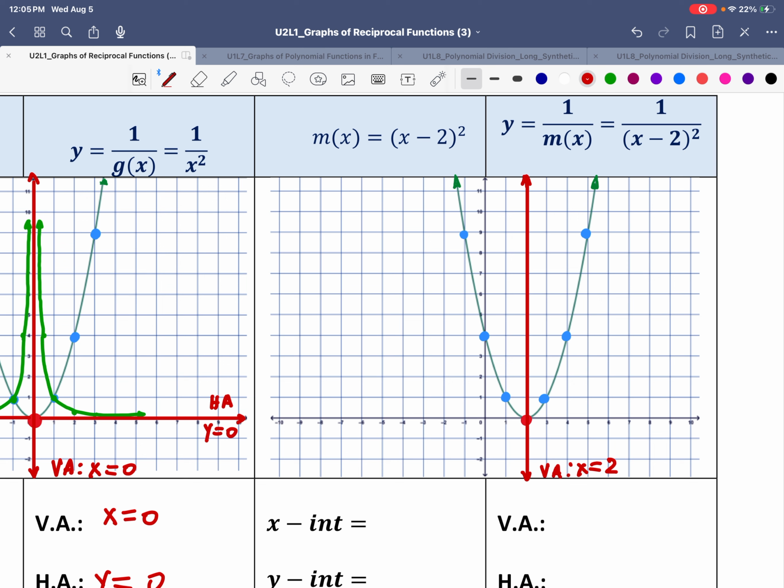Now, we'll reciprocate all the points. So as you can see here, at this point, the value of y is 1, so it's going to stay 1 as well. The y value here is a 4, so that will become 1/4. The y value here is 9, so that will become 1/9. And the graph of the function will go close to the x-axis, and right here it will approach infinity.